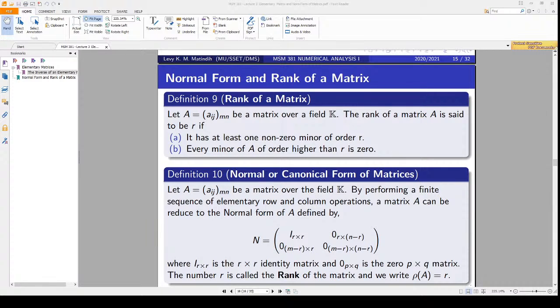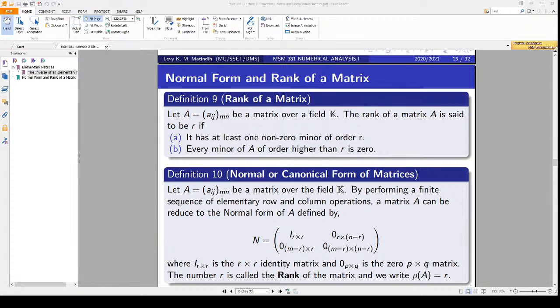Now, what we are going to look at next is the normal form of a matrix and also the rank of a matrix. Now, how can you find the rank? Let me start with the rank of a matrix. Definition number 9 is trying to tell us the rank of a matrix.